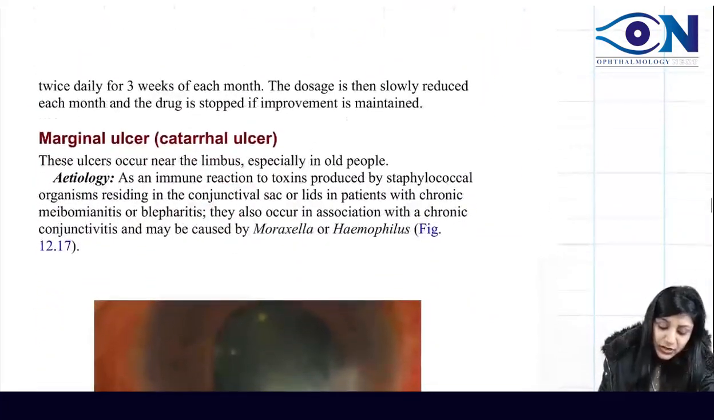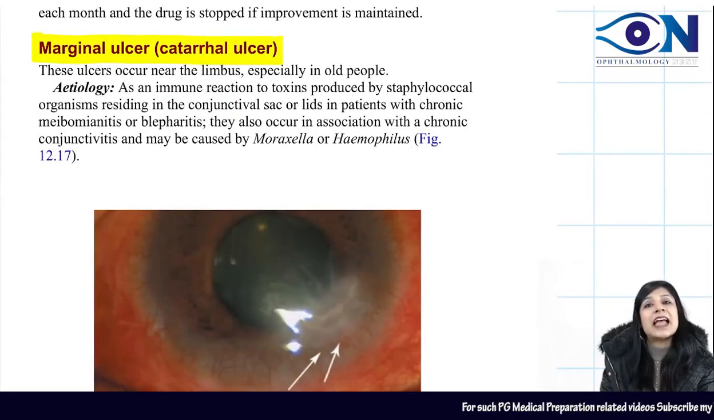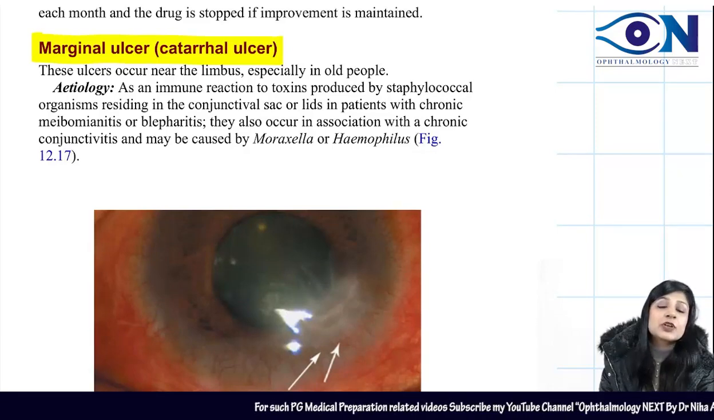Then talking about another ulcer, that is your marginal ulcer. This marginal ulcer is also called a catarrhal ulcer. Why is it called marginal? Because it is near the limbus.